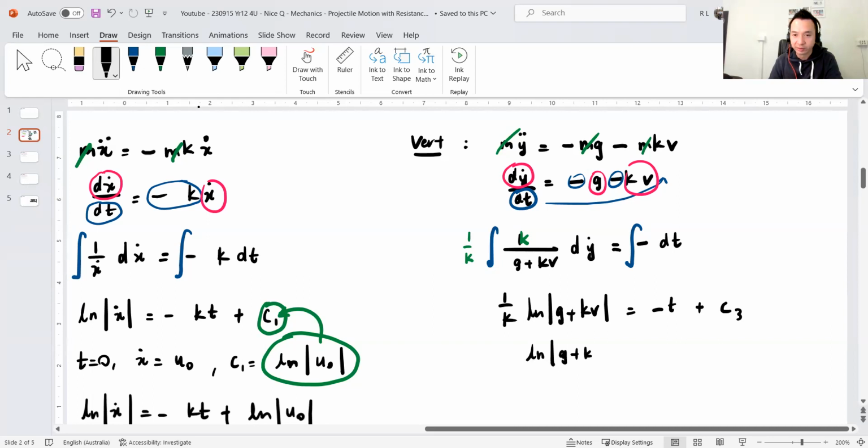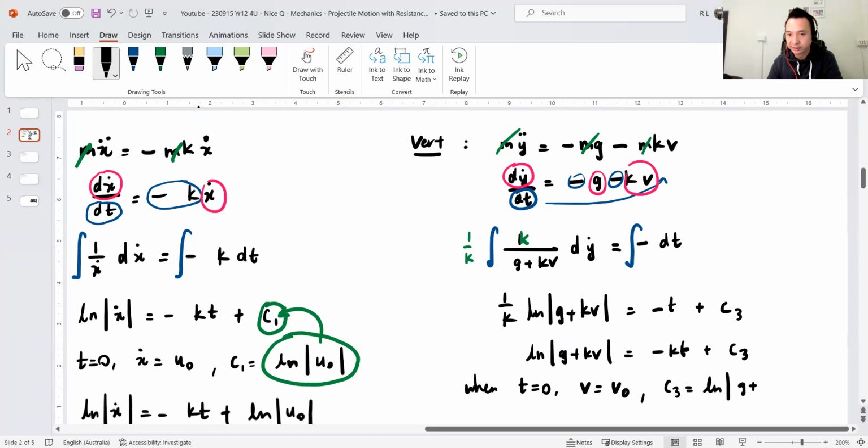Maybe at this point I'd times by k before I actually find my constant. Remember, the constant is unknown, so when you times a k with it, it doesn't change anything. It still remains as c3. And now initial conditions. When t equals 0, I know that v equals v0. Quick check on that, I think it is. Yeah, v0. So therefore C3 equals ln g plus kv0.